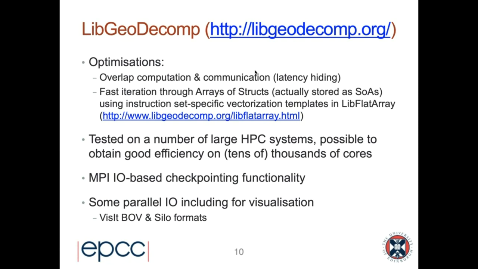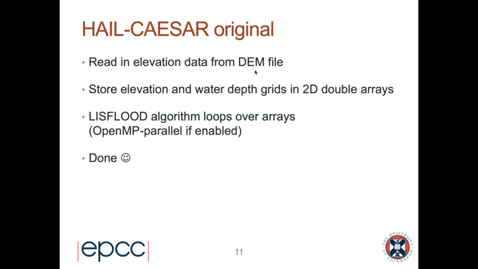Other functionality it has is MPI IO based checkpointing, which is really useful to have. It can do some parallel IO, mainly for visualization, in the VisIt Brick of Values (BOV) formats and Silo formats. And one thing that suggests it's actually usable is that it's been used on a number of large HPC systems, in Europe, the US and Japan. It's been shown that it's possible to obtain good efficiency for particular problems on up to tens of thousands of cores. So it sounds like a good solution to use.